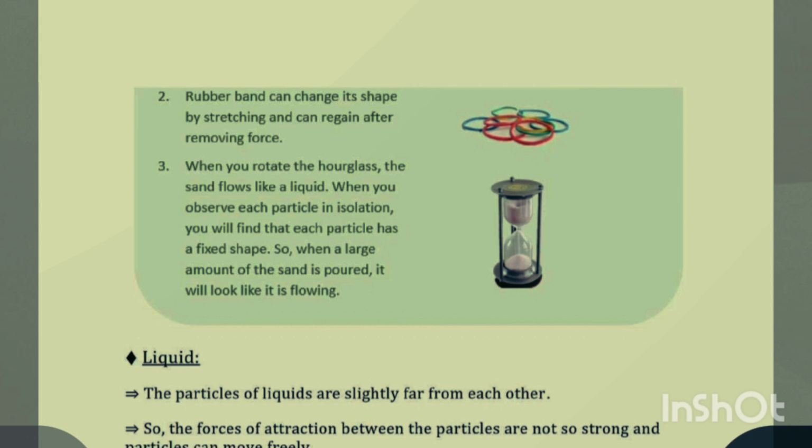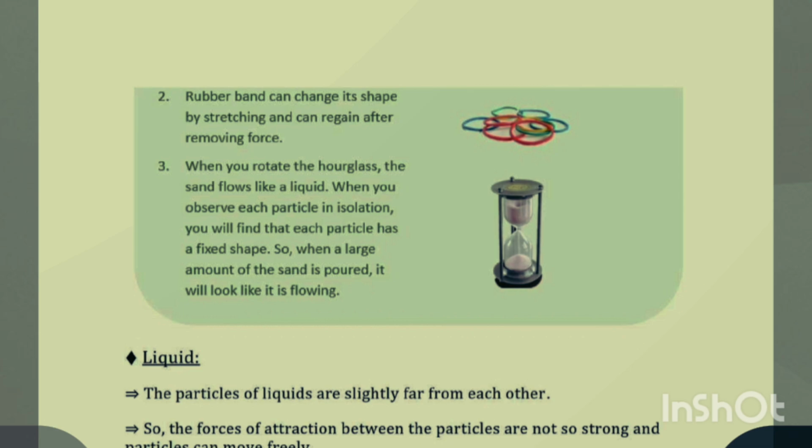These are the three special cases where the solid also gets compressed, like the sponge we are using, it gets compressed and regains back to its position. Similarly, the rubber band also, once force is applied, it will stretch and again it will regain. And the third example is the hourglass. When we rotate the hourglass, what will happen? It looks like a liquid, but the particles are already in the solid state. This is about the solid.